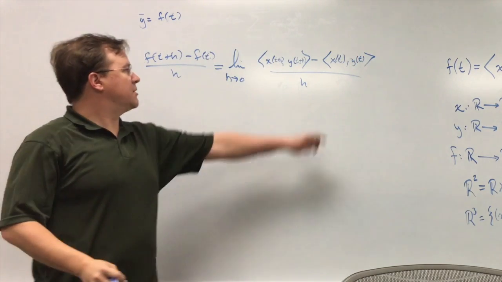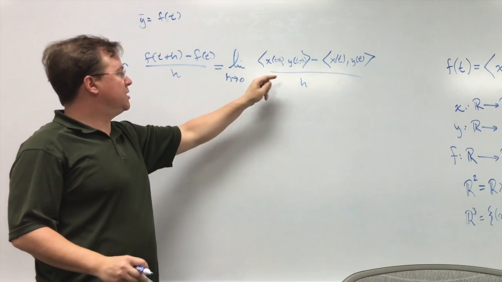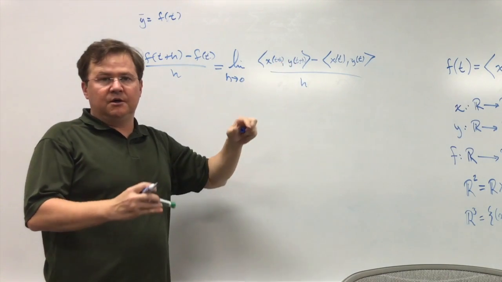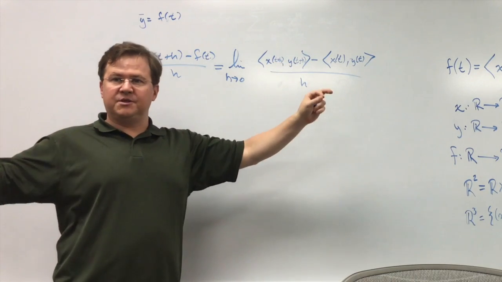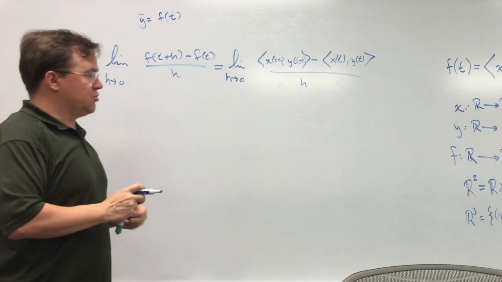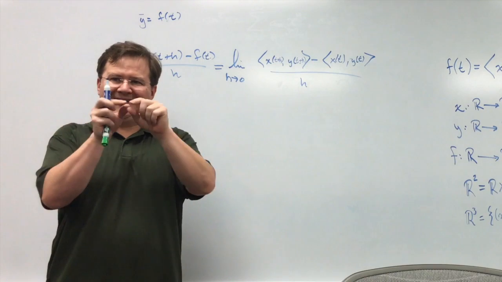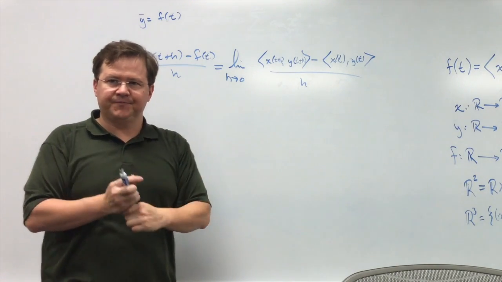So here the parameter is t. Here the parameter is t plus h. Now when you plug it into these functions, depending on what the functions are, these two could be very far apart from each other. They could be really close to each other. Who knows? But geometrically, you might recall that when you're subtracting two vectors, it's kind of like finding the distance between the two heads of the vector.